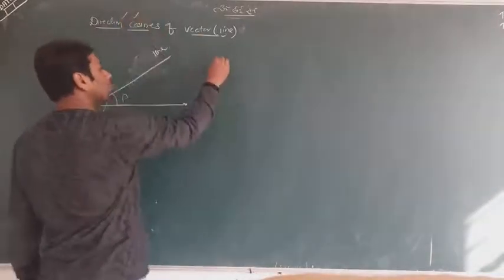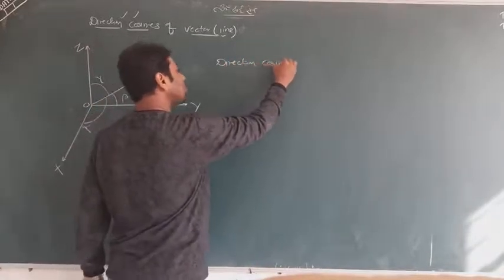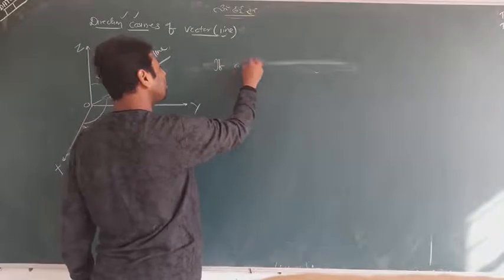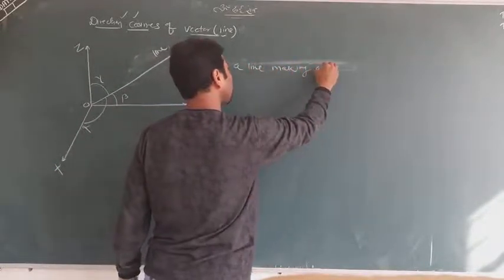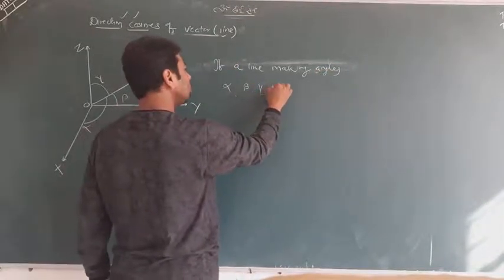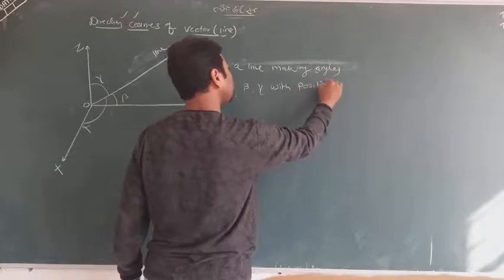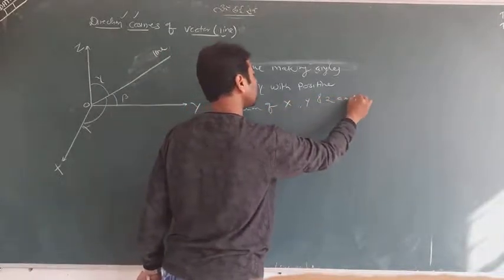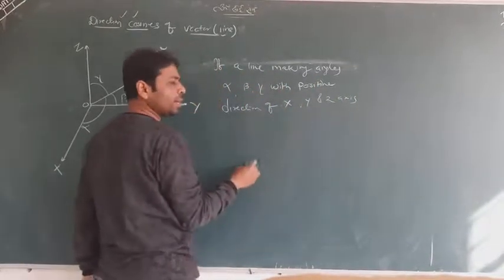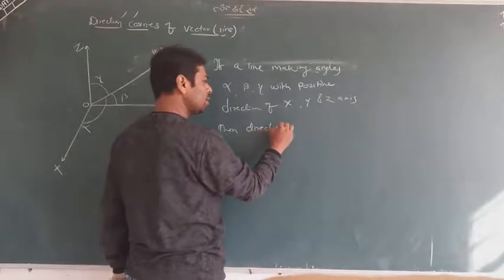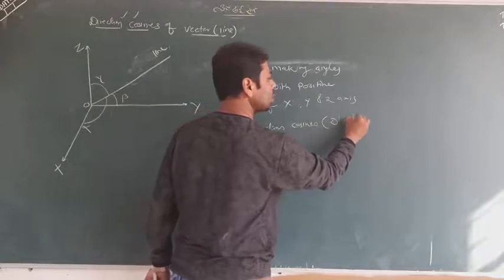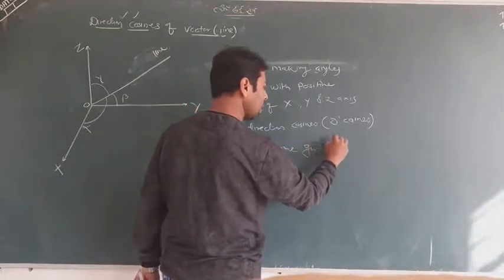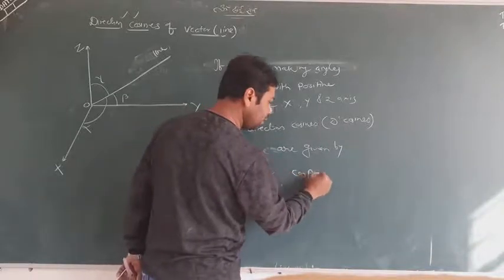Okay, so what is a direction cosine? Look here. The concept is: if a line is making angles alpha, beta and gamma with the positive direction of the x, y and z axes, then the direction cosines, shortly called DCs, of the line are given by cos alpha, cos beta and cos gamma.